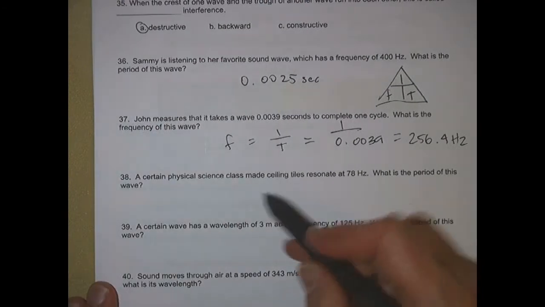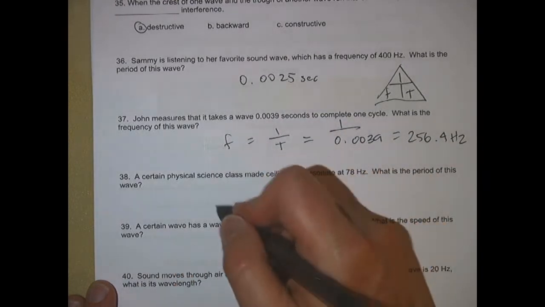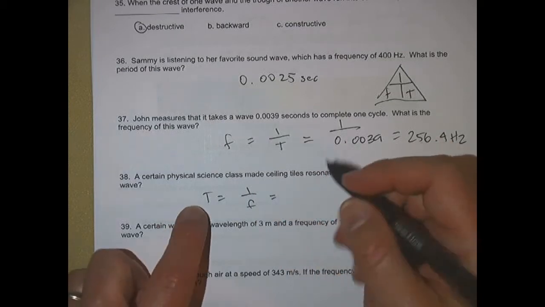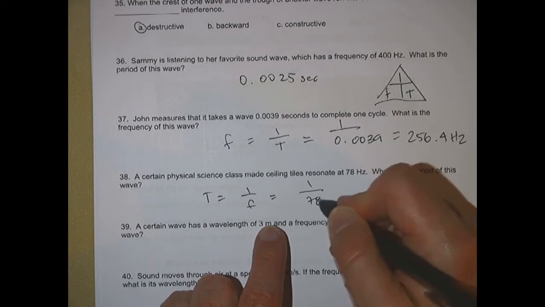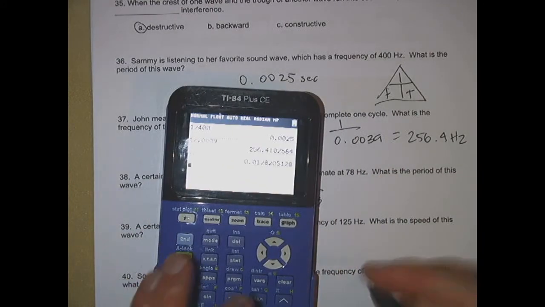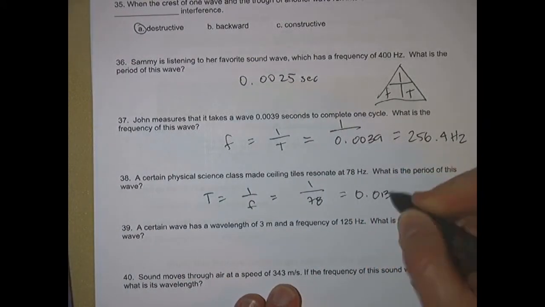A physical science class made ceiling tiles resonate at 78 hertz. What's the period of this wave? So 78 hertz would be the frequency, and you want period, so period equals 1 over frequency. The frequency is 78, so just take 1 divided by 78. So it takes 0.013 seconds for a wave to go by.